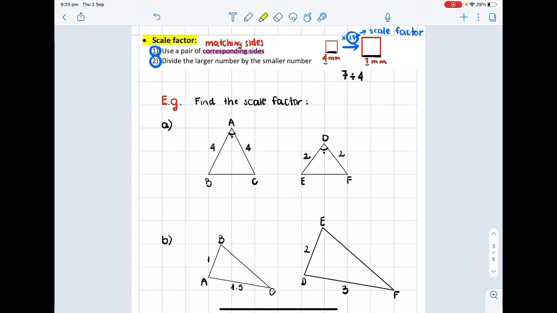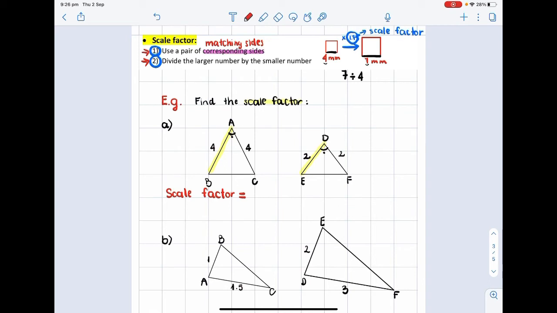Okay? Now let's look at these examples. The question is find the scale factor. In question A, we have triangle ABC is similar to triangle DEF, and we need to work out what is the scale factor of these 2 similar triangles. In order to work out the scale factor, you will need to follow these 2 steps. Step 1, use a pair of matching sides. In these 2 triangles, AB matches up with DE. So we can use this pair.